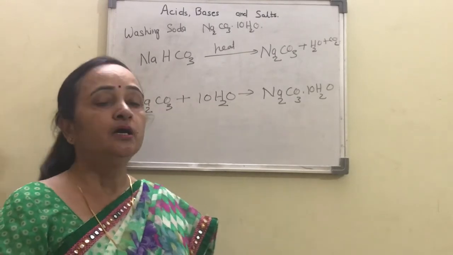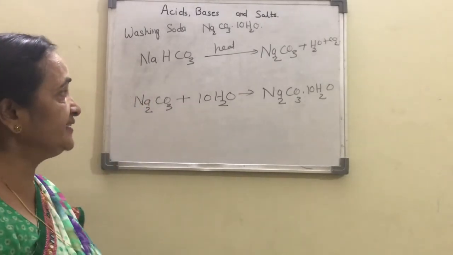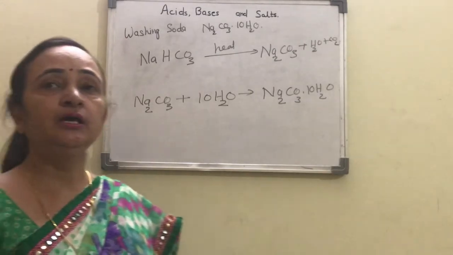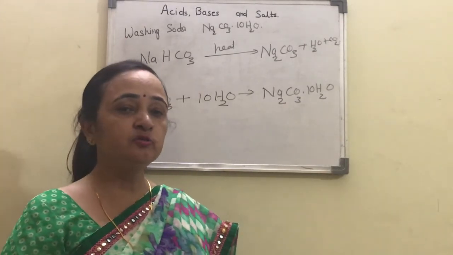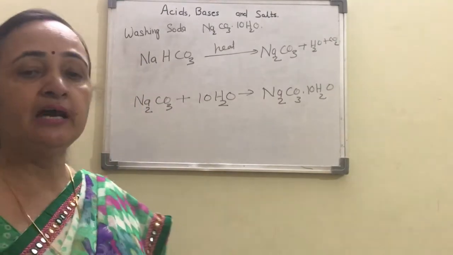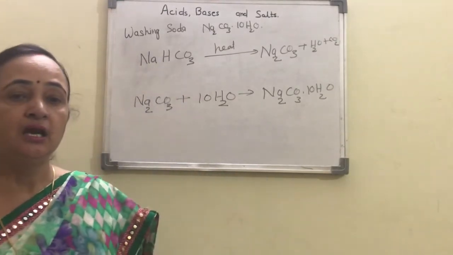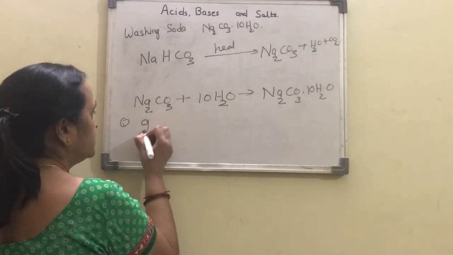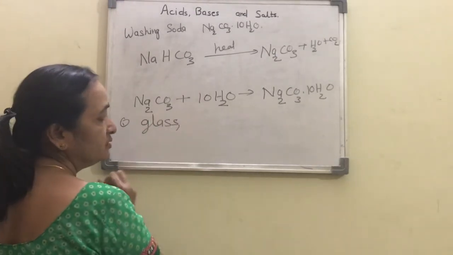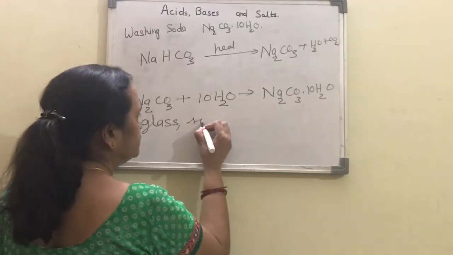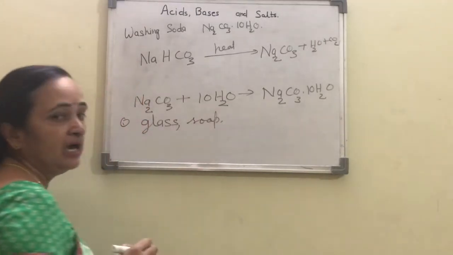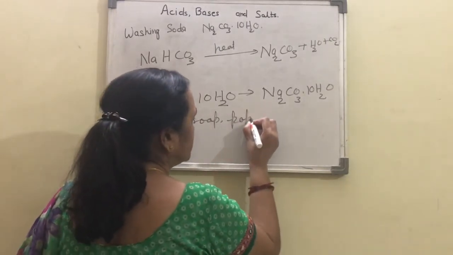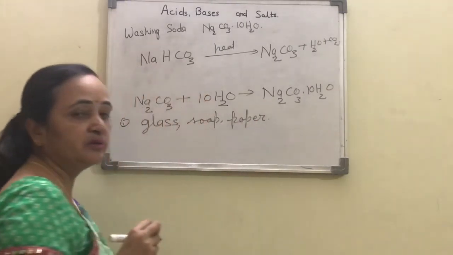Okay, now let's discuss the uses of washing soda. Washing soda, that is sodium carbonate, is used in glass, soap and paper industries. What is the use? One, it is used in the glass industry, it is used in the soap industry, and it is also used in the paper industry. Okay, so these are some of the uses.